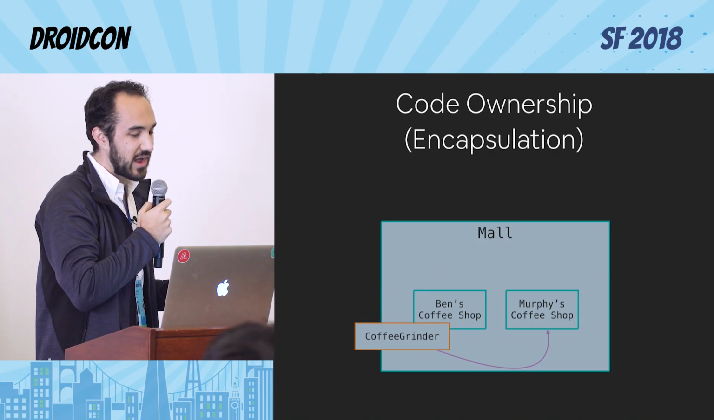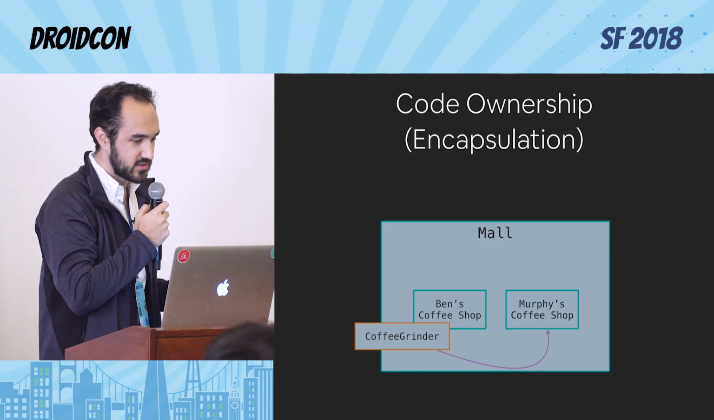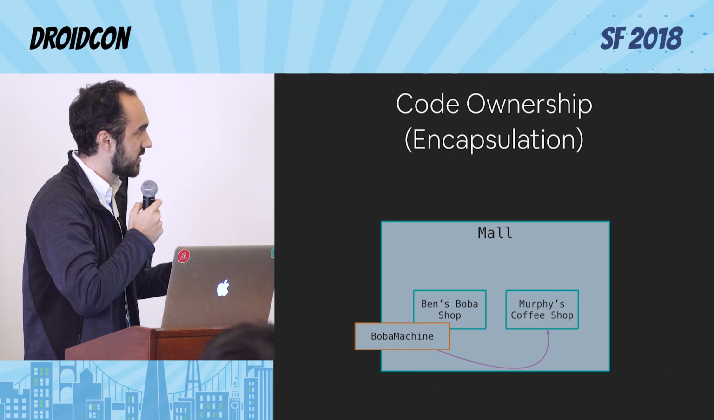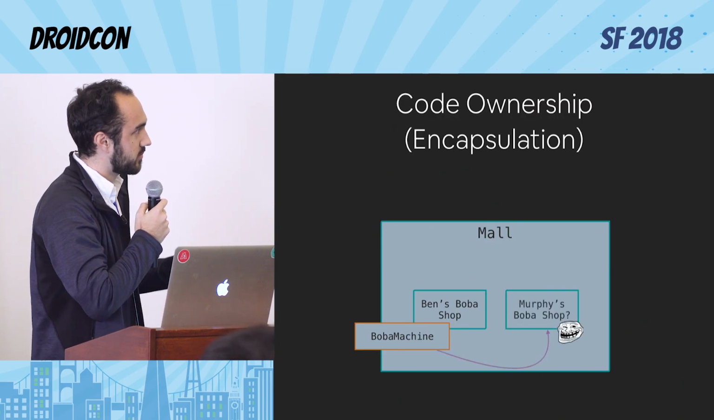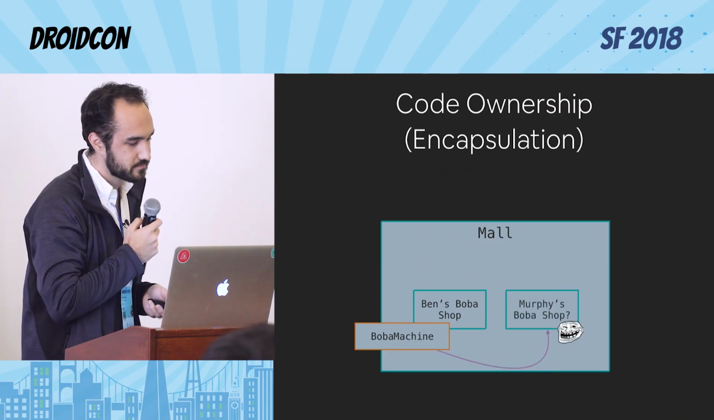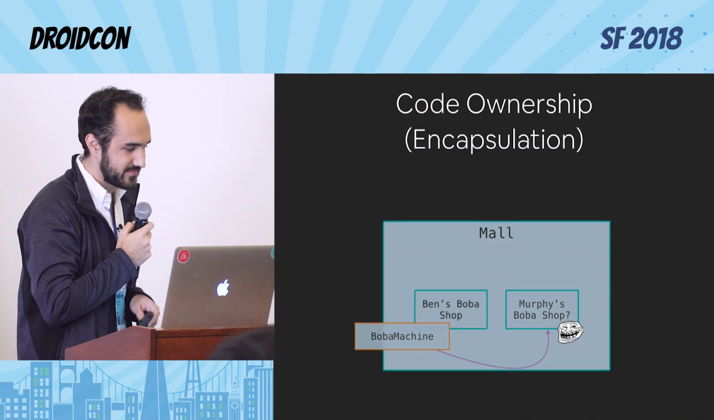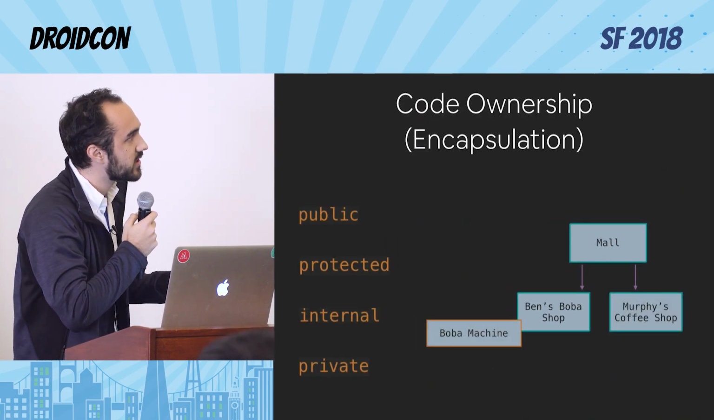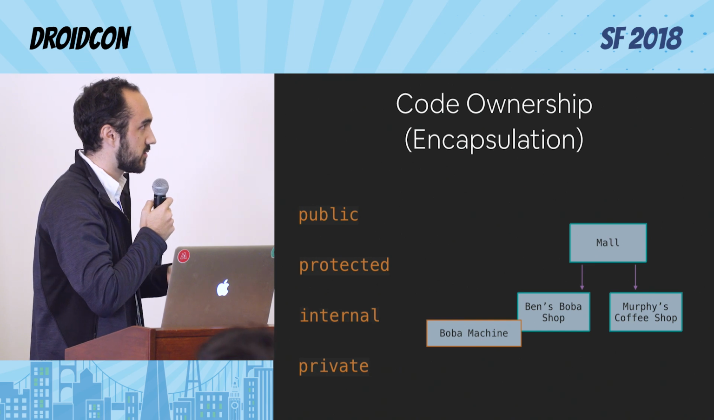But, I don't love this. I want to be differentiated. So I decide I want to become a boba shop, and I use a boba machine. And what happens is Murphy now becomes a boba shop. So that's not great. And this is where modularization can help. We can actually strictly enforce that someone does not use your code without their permission.